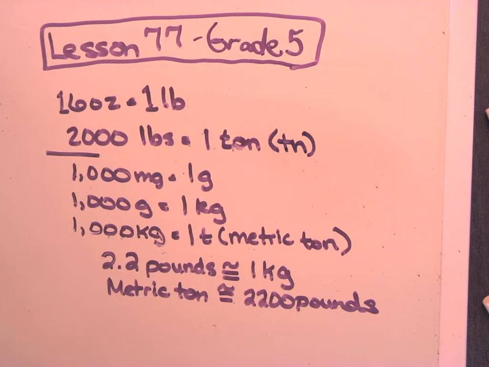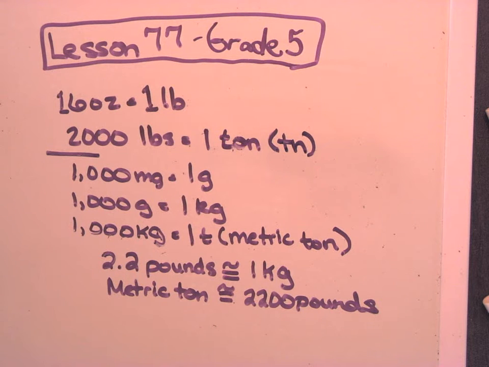Now remember, weight is the amount of pull or gravitational pull on an object. So when we talk about weight, we're talking about weight on Earth, because if we were going to Mars or the moon or any other place, the gravitational pull of that planet would be different. So our weight would be different. Our mass would be the same. We're still made up of the same stuff, but our weight would be different. So what we're looking at today is our weight on the planet Earth.